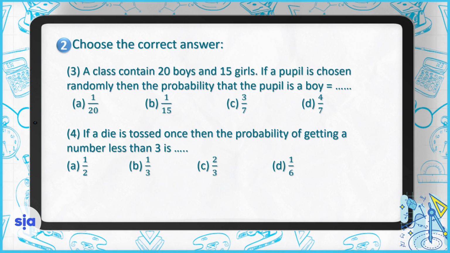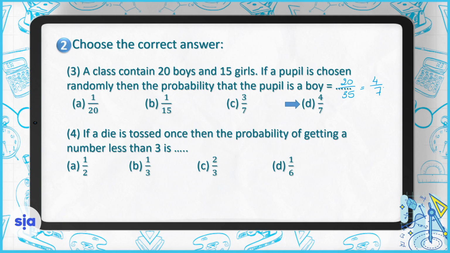A class contains 20 boys and 15 girls. If a pupil is chosen randomly, then the probability that the pupil is a boy is? Excellent, it's 20 boys over the total, which is 35. If you simplify this, it will be 4/7. So in this question, the right choice is choice D.